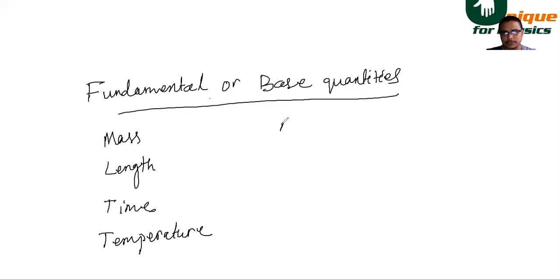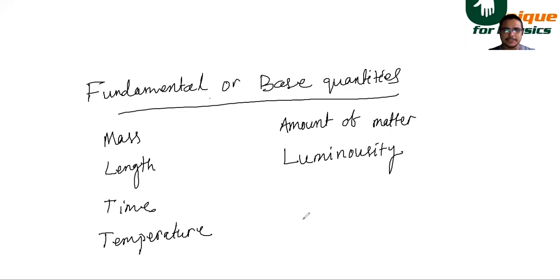amount of matter, I will tell you in detail what amount of matter is. Okay, and then luminosity, related to the brightness or intensity of light. And then we have mass, length, time, temperature, amount of matter, luminosity, and then yes, we have current. These are the seven fundamental or base quantities needed to write all other physical quantities.